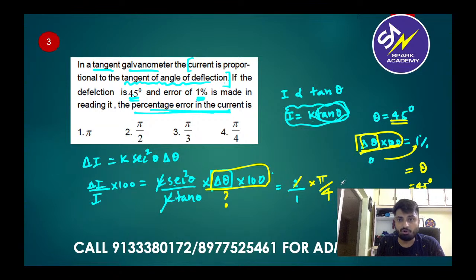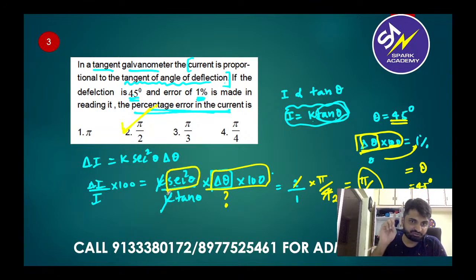So 2 goes 2 times. My final answer will be pi by 2. Second, not fourth option, guys. Is this clear, everybody? Don't forget to write that 2. All of you understood this?